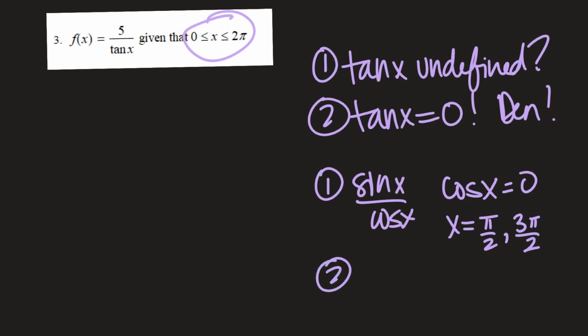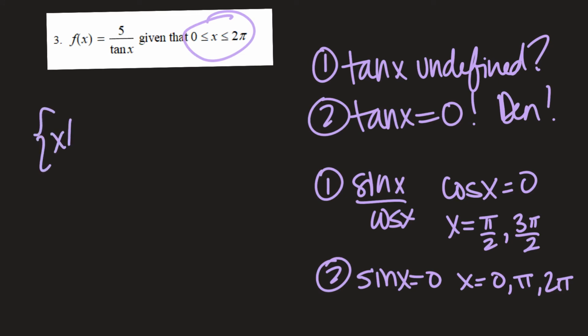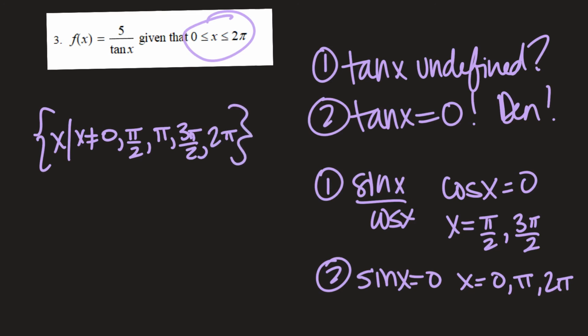Tangent is going to be 0 whenever sine is 0, and sine is 0 at 0, pi, and 2 pi. So it can't hold any of those values. Set notation would be much easier here. So x cannot equal 0, pi over 2, pi, 3 pi over 2, or 2 pi. Now you can do that in unions, but it's just a bunch of unions, so just be cautious.